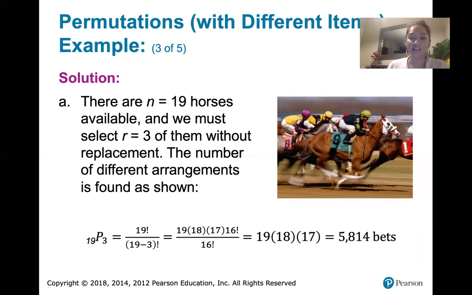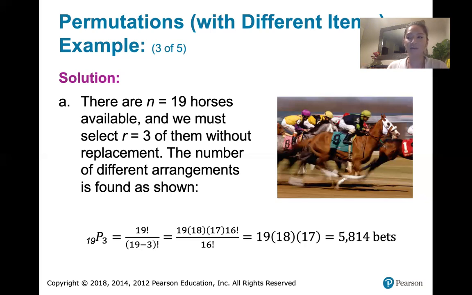Now, I would love it if you always took the intuitive approach to getting these answers. But if you aren't comfortable with the intuitive approach, if you'd rather use a formula, you can just say, okay, I'm talking about first, second, and third place. Order matters. Therefore, it's a permutation. Therefore, I'm going to use my permutation formula.